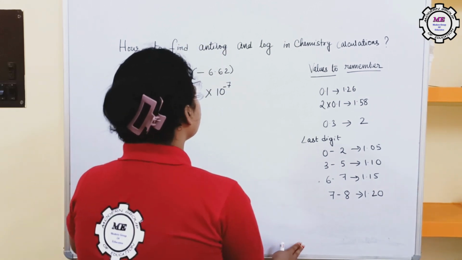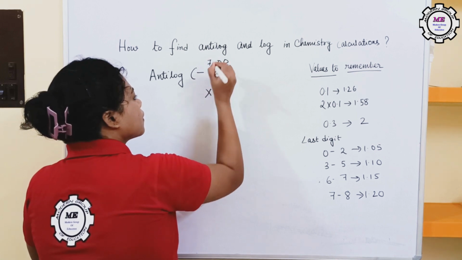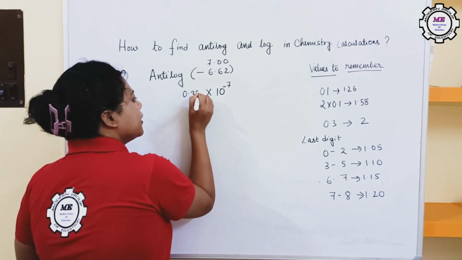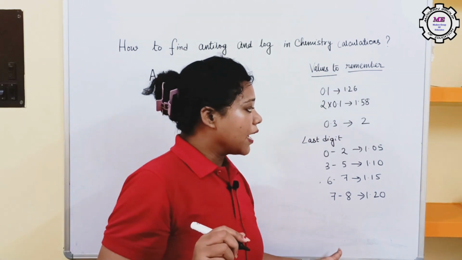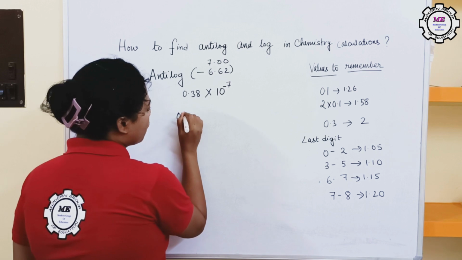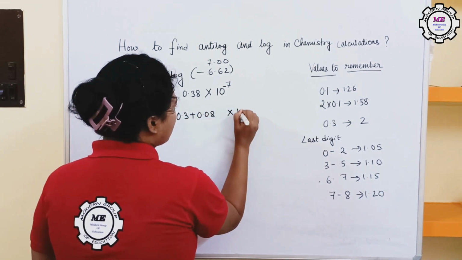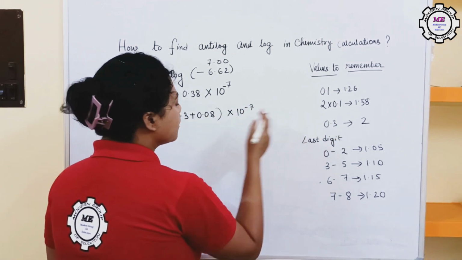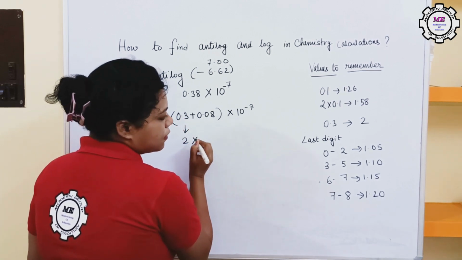After that, what you have to do: this is 6.62, take 7 and subtract it, it comes to 0.38. Now you have to deduce the value according to the values you remember. How will I deduce the value? If I break 0.38, that will be 0.3 plus 0.08, into 10 to the power minus 7. And I told you, even if you have written plus over here, all the values are multiplied after putting it.